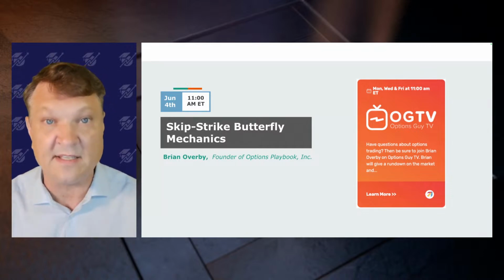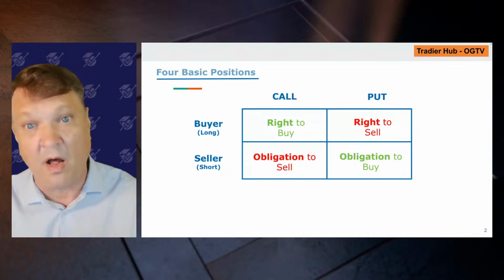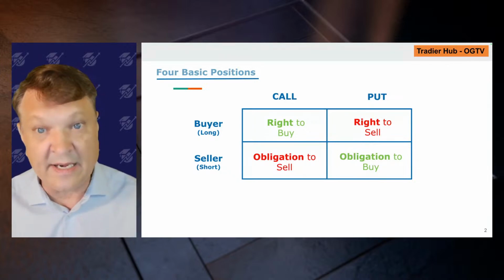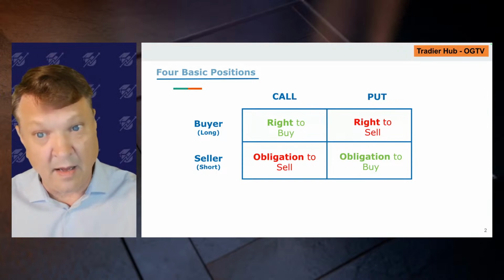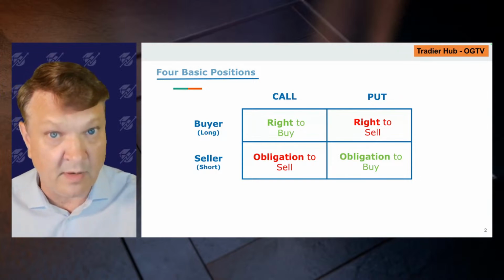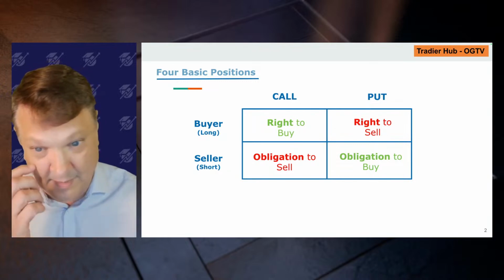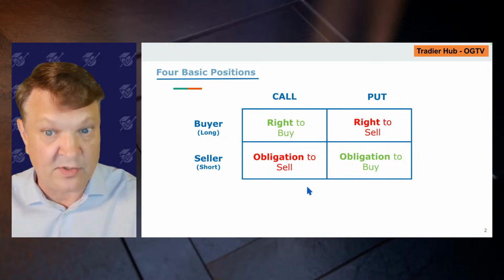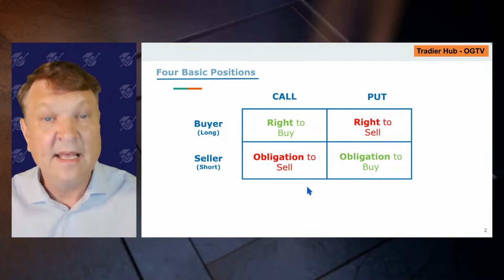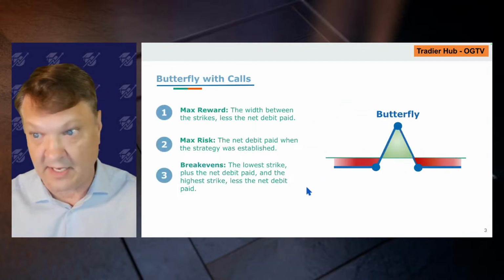All right, so with that said, you have four basic option positions as far as all strategies are concerned. In this situation, we're going to be combining a couple of purchases of a call option with a couple of the sells of a call option. So in this instance, we're going to look to sell a credit spread to pay for a butterfly, and that's going to make up our skip strike butterfly. So let's start by looking at what a butterfly is.